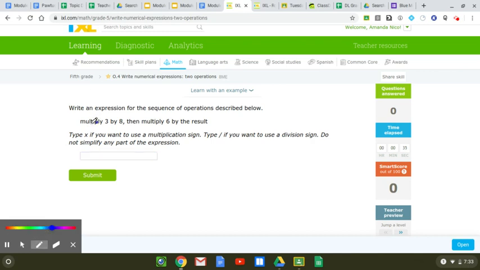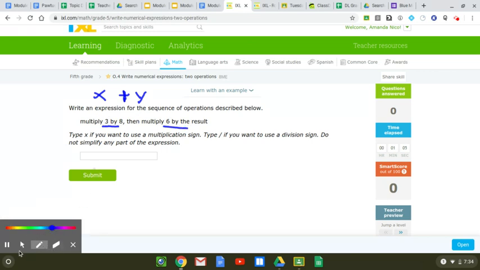Okay, so here we have, it says write an expression. So that would be like x plus y is an expression. You don't put an equal sign, okay? But they're going to describe the sequence of operations. So we have multiply 3 by 8. Okay, so that'd be first. Then multiply 6 by the product of 3 and 8.